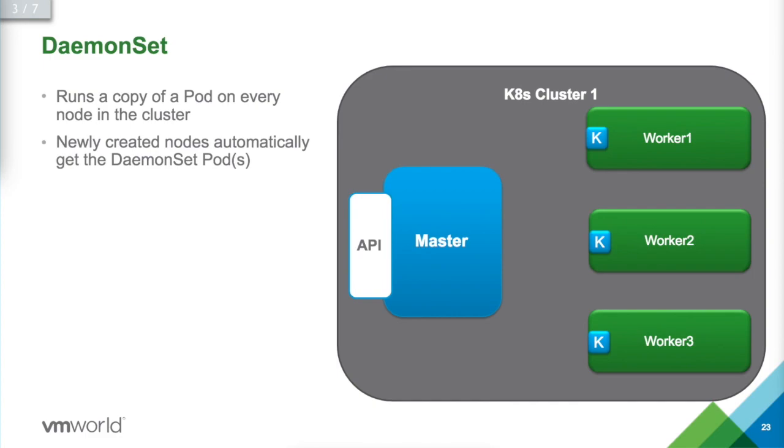Anytime you insert a new node in the Kubernetes cluster, the scheduler will automatically create a daemon set pod on this new node. And when the node is removed from the cluster, or when the node is simply down, the daemon set pod is not rescheduled anywhere else. This is the key differentiator with replication controller or replica set, as they would reschedule the pod in that case.